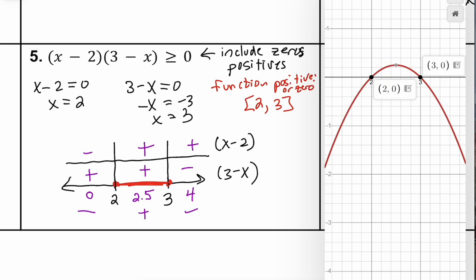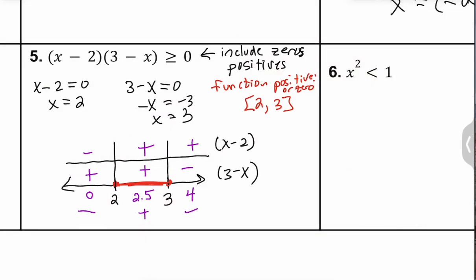So the graph and the algebra should always blend together. If they don't, you did something wrong. You either typed in your equation funky in Desmos, you didn't graph it right, or you didn't do the plus or minus chart right. Do we have any questions about number 5?